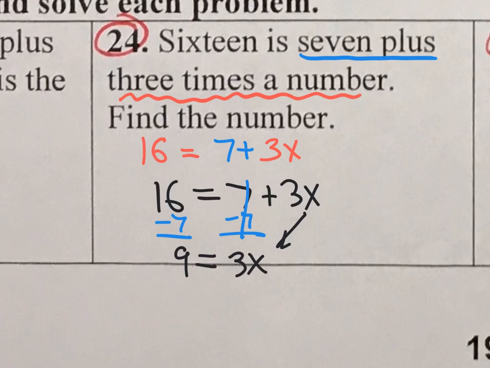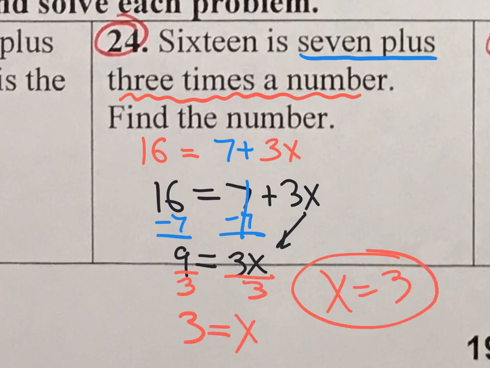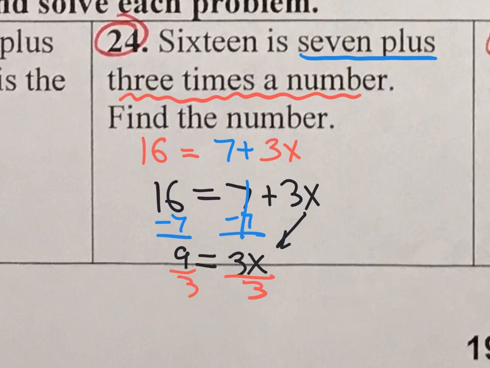You have to understand what's happening between the 3 and the x. It's saying 3 times x. So I need to get rid of the multiplication of 3. So I need to divide by 3 on both sides. Therefore, you get your final answer, x equals 3.